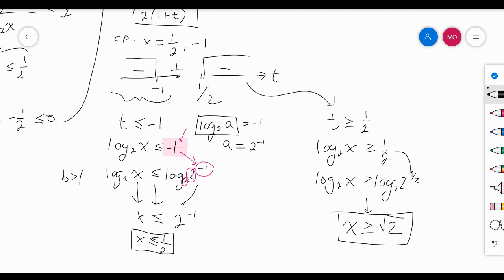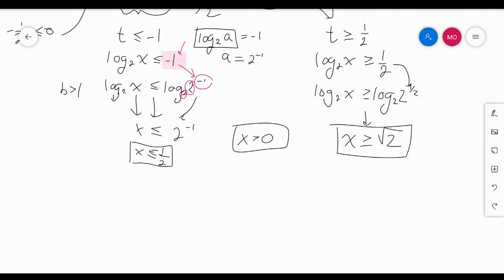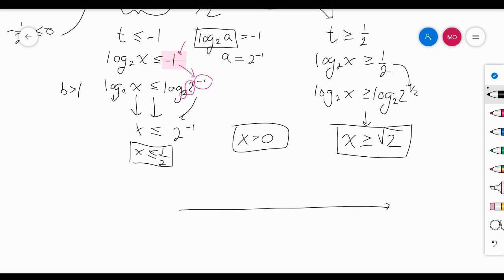Okay, now we've got to put this together, and we've got to take into consideration that our domain is x bigger than 0 on top of that. I'm going to put all of this on the number line and see if we can make this work. So we've got in order 0. Square root 2 is about 0.5 something? No, not at all. It is 1 point something. So 0.5 comes first, and then square root 2 comes second.